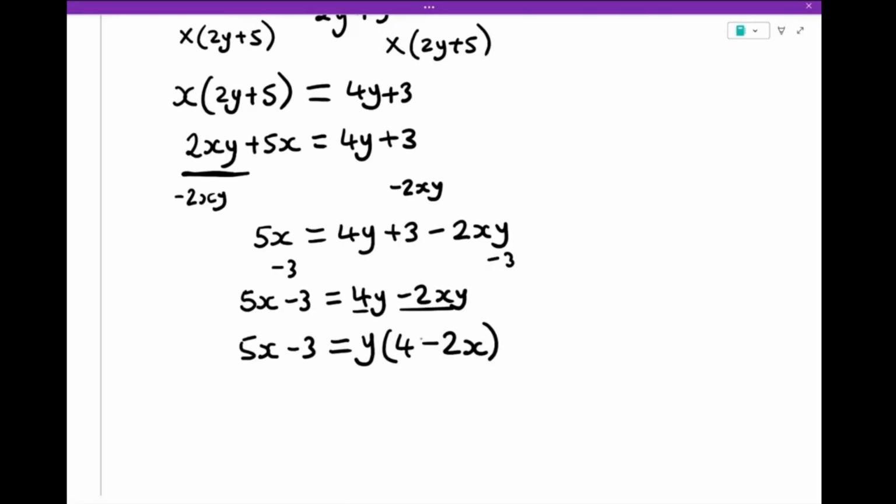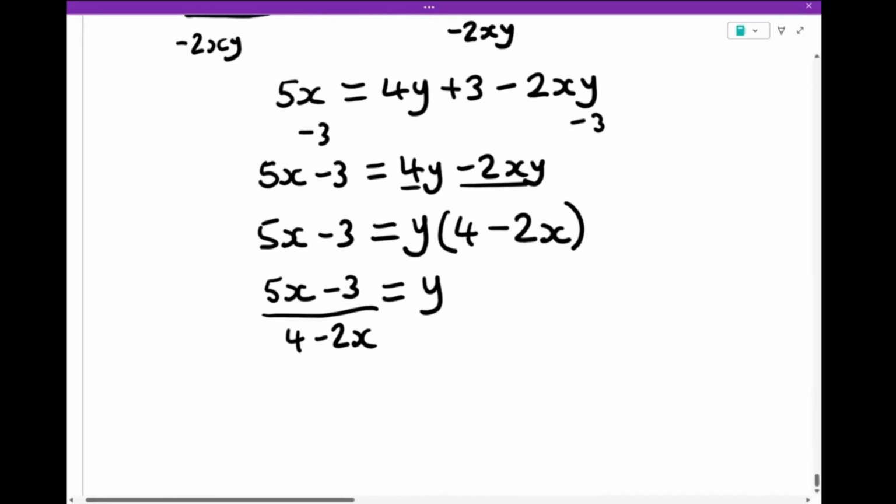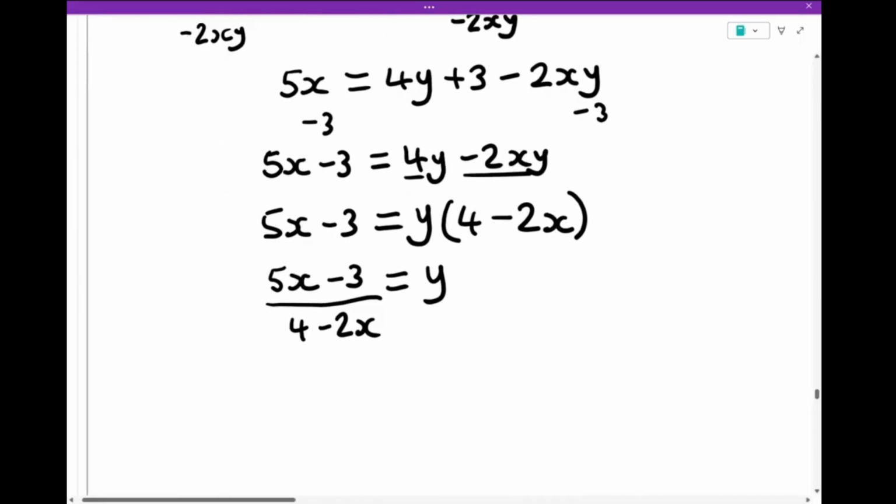So the y is being multiplied by 4 subtract 2x, so I'm going to divide by 4 subtract 2x on both sides. So that's going to cancel out the bracket here to leave just y. And then on my other side, the 5x take 3 is the numerator. And what we've divided by, the 4 subtract 2x, is my denominator. So now we can write out our function, our inverse function, using the notation we have learnt.